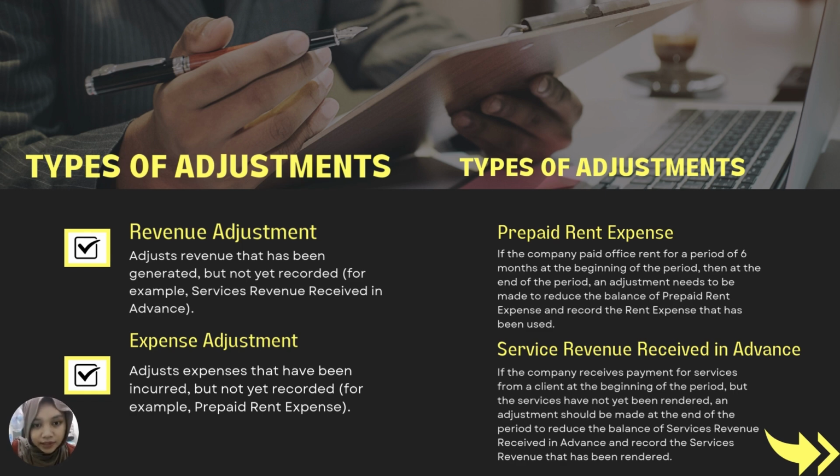Types of adjustment. Prepaid rent expenses. If the company paid office rent for a period of 6 months at the beginning of the period, then at the end of the period, an adjustment needs to be made to reduce the balance of prepaid rent expenses and record the rent expenses that have been used.